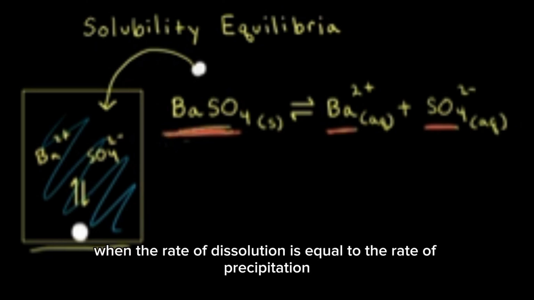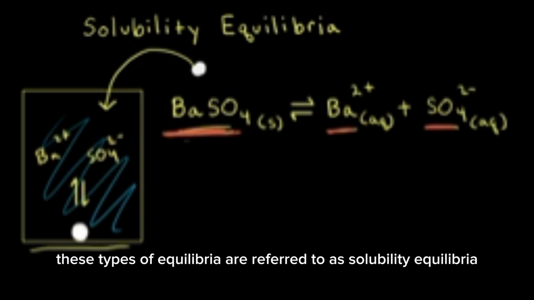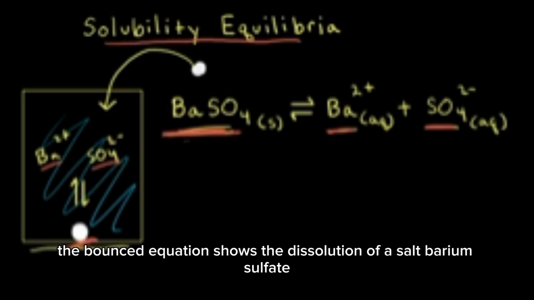When the rate of dissolution is equal to the rate of precipitation, the system is at equilibrium. These types of equilibria are referred to as solubility equilibria. And when the system is at equilibrium, the concentrations of barium 2 plus ion and sulfate anion in solution are constant, and the amount of solid is constant too. And this forms a saturated solution. The balanced equation shows the dissolution of a salt, barium sulfate.